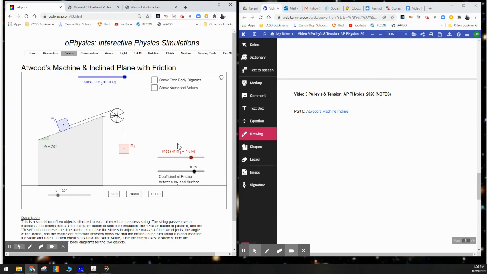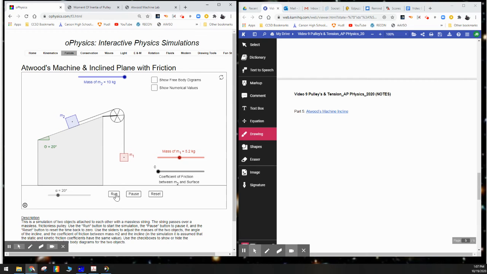All right, so here's an inclined plane, Atwood's machine. Let's say there's no friction, so let's take the friction down to 0 and take a look at the boxes. Here's 20 degrees. Here's M2, and this is M1. Right now, M2 is 10 kilograms and M1 is 7.5. Let's see what happens if I click run. It's going to be rolling up here. Okay, let's reset it and make M2 a little bit less.